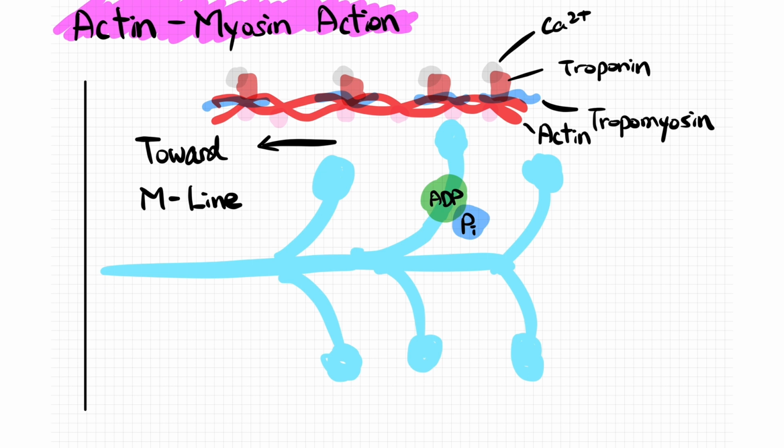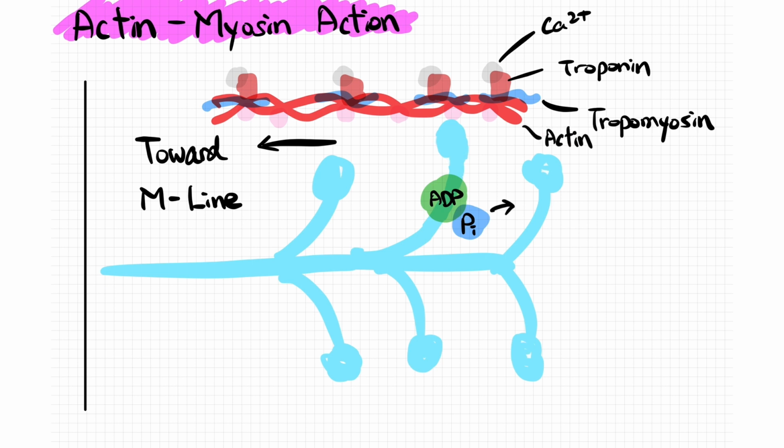The conformational change in tropomyosin allows the active sites on actin to be exposed. These active sites are binding sites for myosin heads. And myosin heads, which contain the ATPase enzyme, bind to the exposed active site on actin, forming a cross-bridge between actin and myosin.